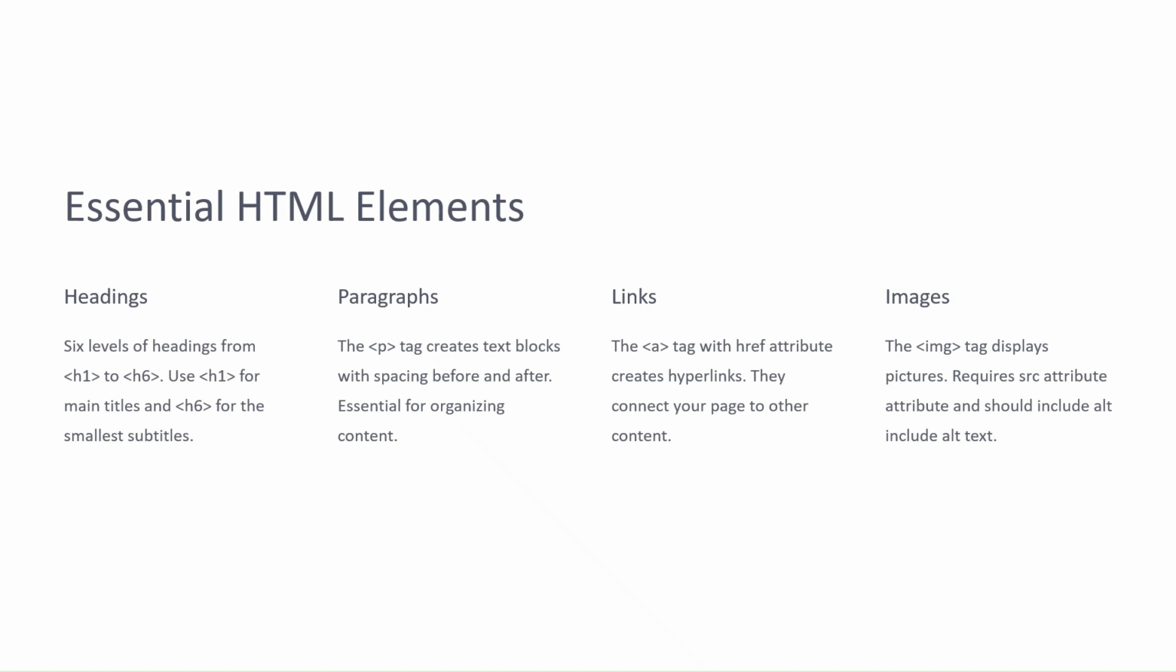Use H1 for the main titles. So main title, company name, business name, right? You can use H1. A bit smaller for the second level heading, right? H2. More smaller, H3. H1 up to H3 is mostly used. 4, 5, 6 are too small, right? Rarely used. But somewhere if you need, you can, for the smallest subtitles, right?